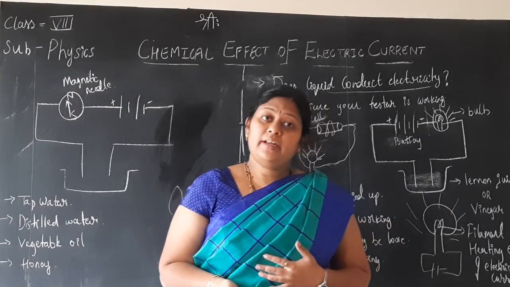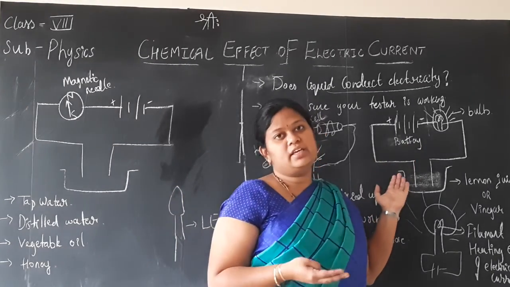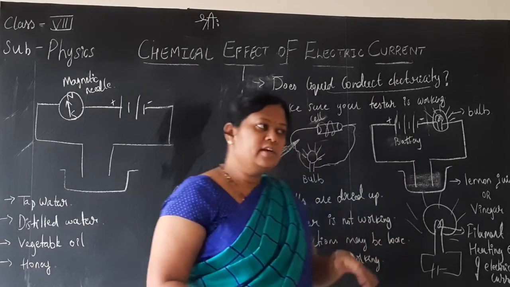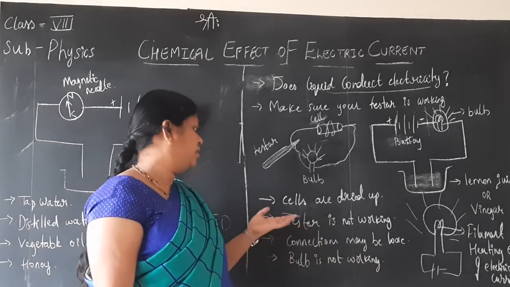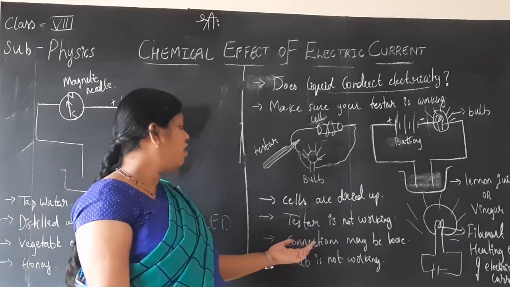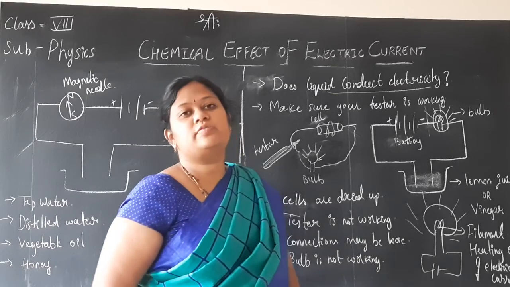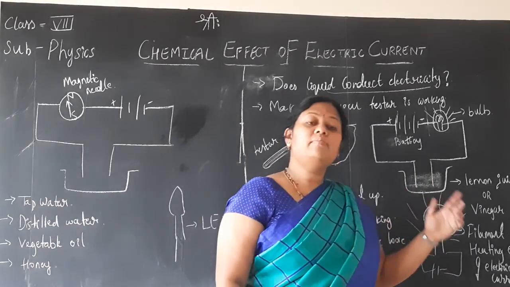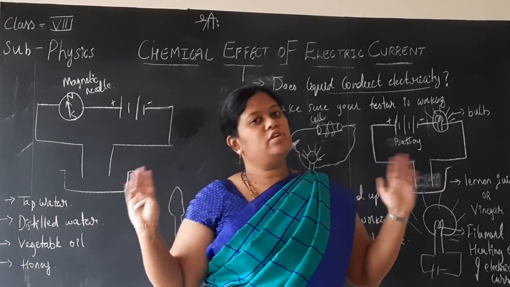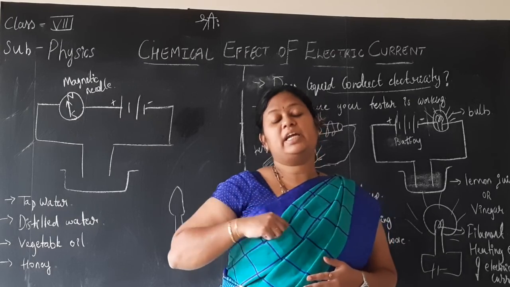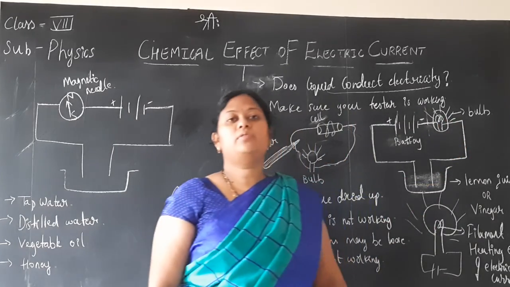What are the possibilities which are in turn making the circuit not work? You should think. We already studied a few points. Cells may be dried up, or the tester itself is not working, or connections may be loose, or the bulb is not working. All these possibilities we should check first. Simply you should not conclude, oh, the bulb is not glowing, so lemon juice is a bad conductor, liquids do not conduct. We should not jump into conclusions like that. By trial and error, you should try to rectify the mistake in the circuit.